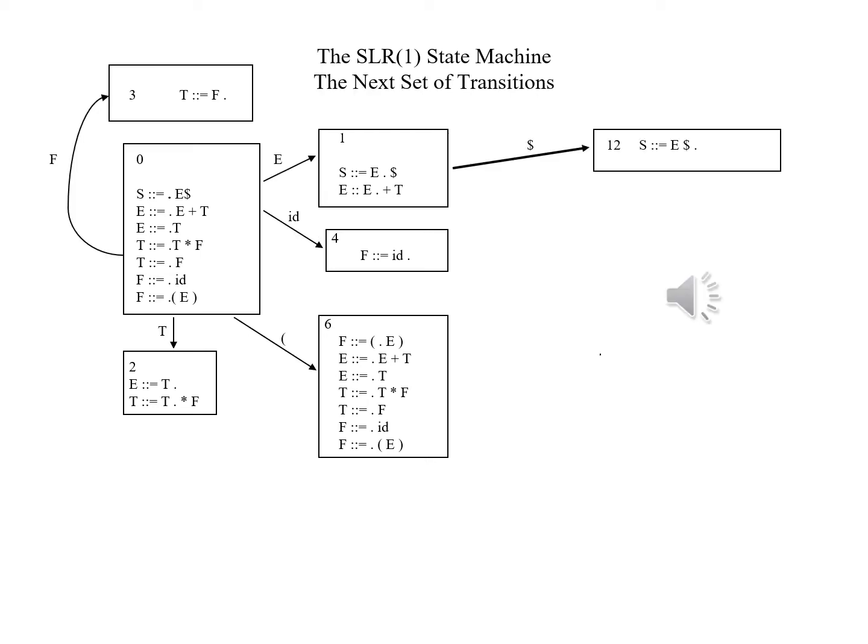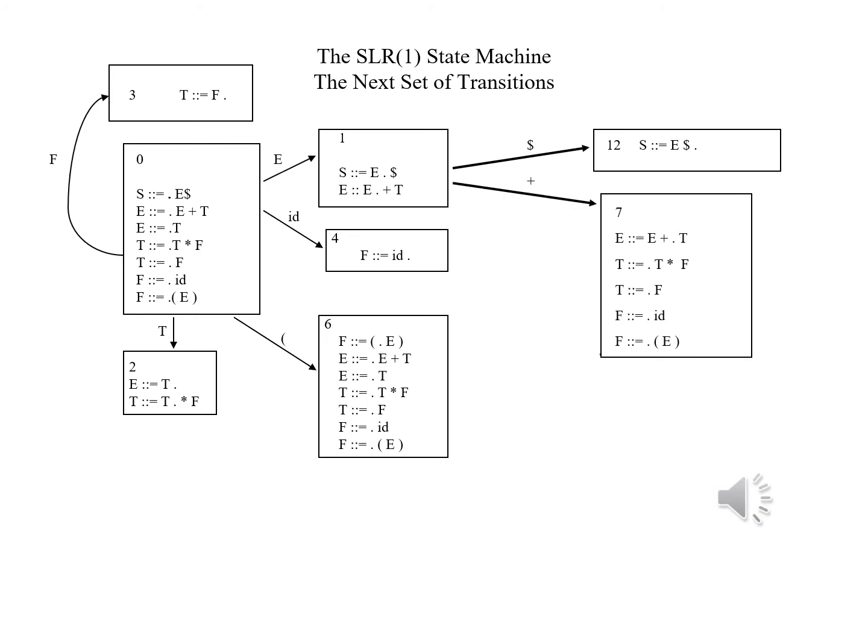We have accounted for all of the transitions from the initial state. So let's go to state 1. On $, the end of file marker, S goes from S derives E dot $ to state 12, S derives E $ dot. This tells us that this is the ultimate final state.